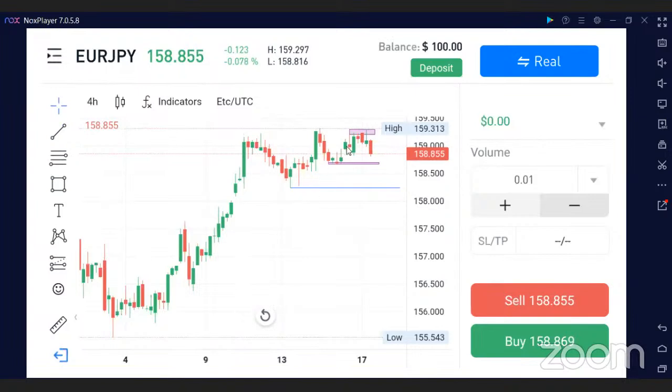So, if this market fails this zone, let's assume that this market comes down to this zone and it breaks it down. When it breaks this low, then the market is changing direction. That means we are now looking for an opportunity to sell. But as for now, the market has been going up. It hasn't broken any low. As far as it doesn't break any low, we are still on the uptrend. So now let's go back to our 1 hour time frame.